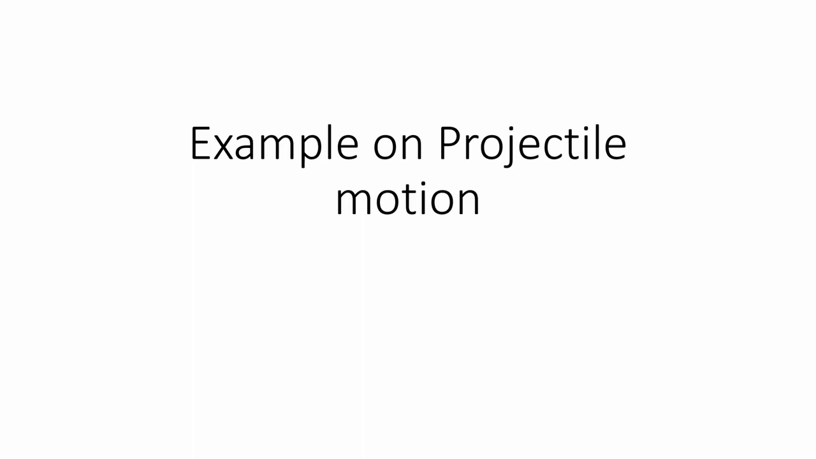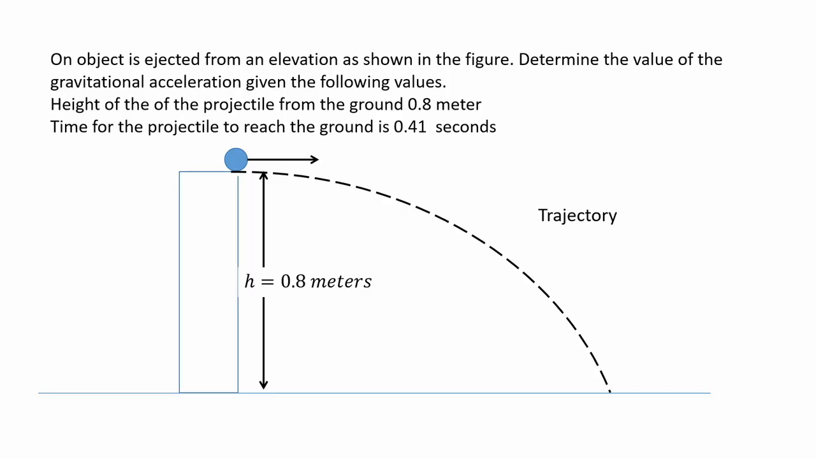Here we have another example for the projectile motion with an object that is ejected from an elevation. An object is ejected from an elevation as shown in the figure. Determine the value of the gravitational acceleration given the following values. Height of the projectile from the ground: 0.8 meter. Time for the projectile to reach the ground: 0.41 seconds.